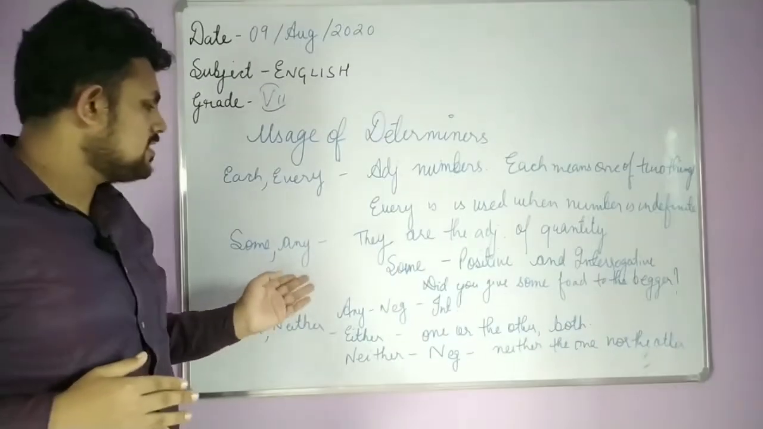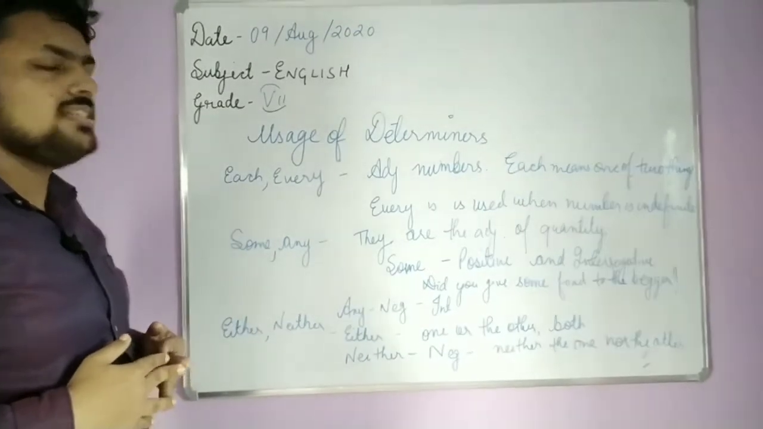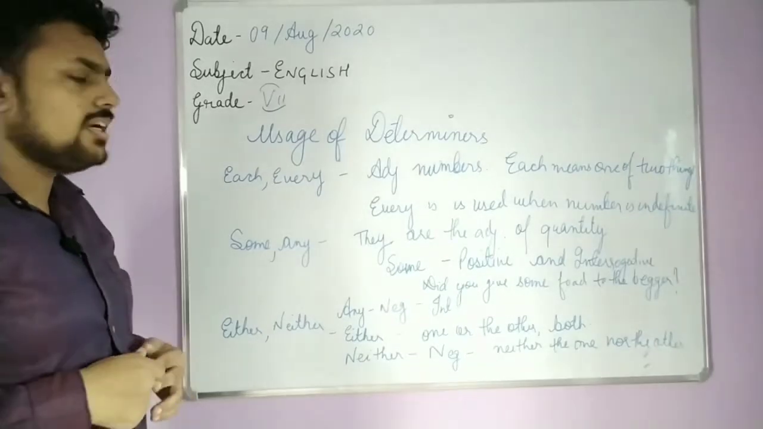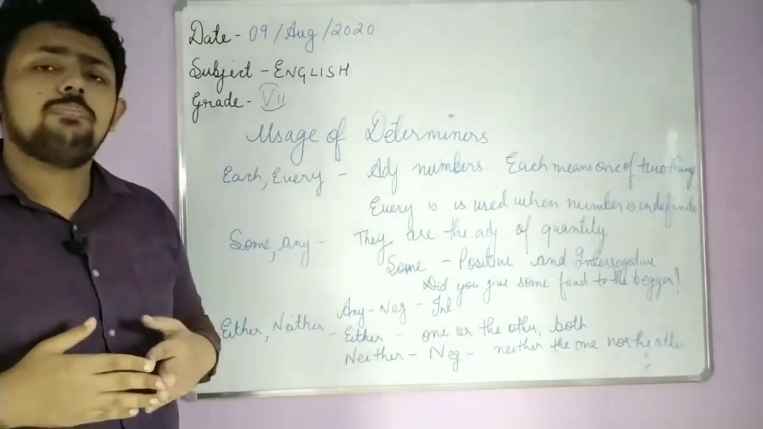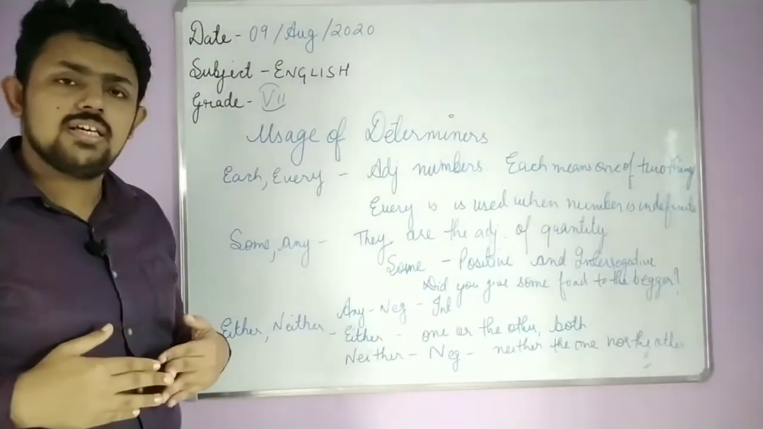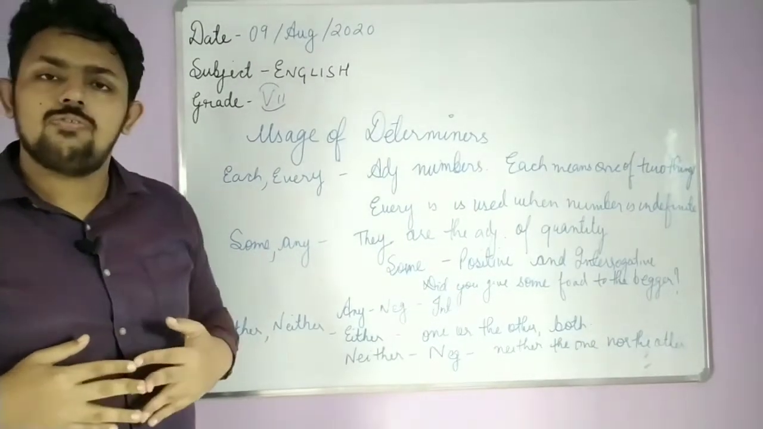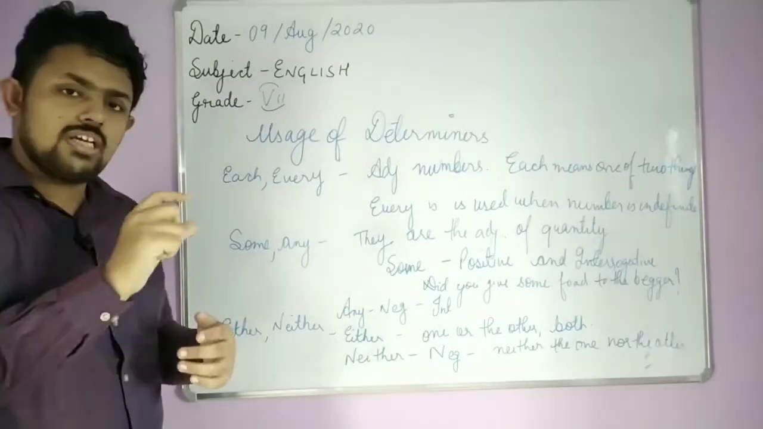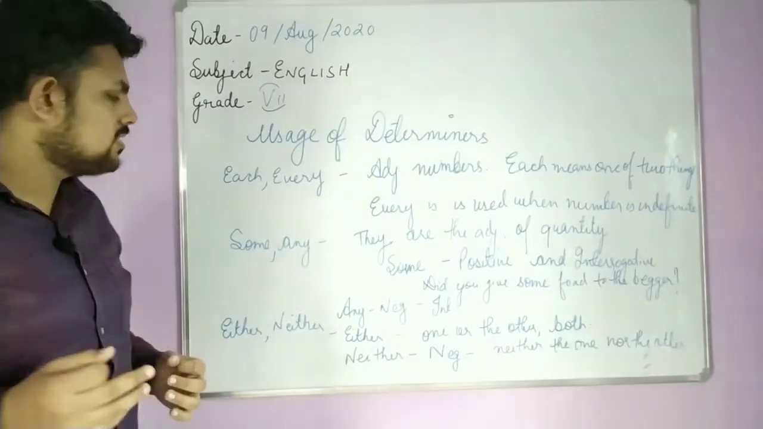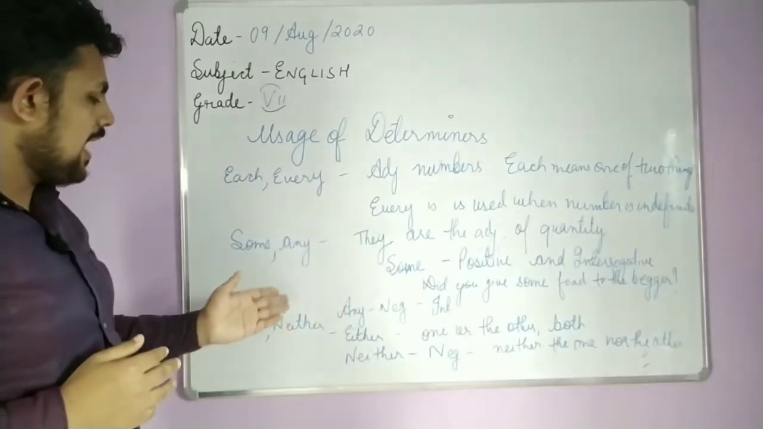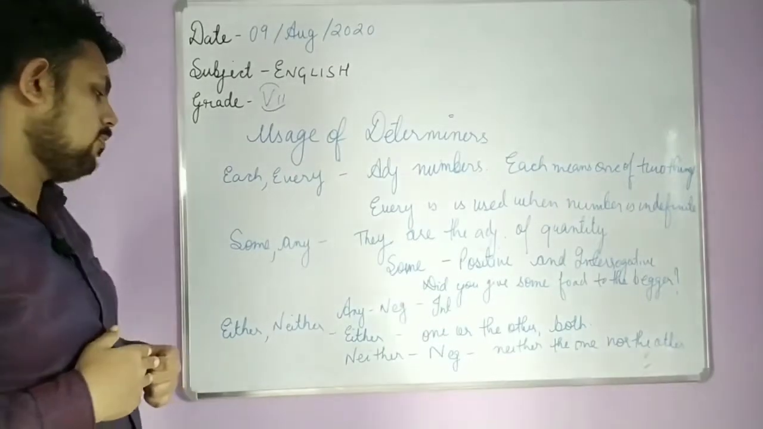Some and any are the adjectives of quantity. Some is used in the positive sense and interrogative sense. For example, did you give some food to the beggar? So it is in the interrogative sense. And it is used in the positive sense: some of the boys of our class were absent. We are not using don't, doesn't, not using the negative words here. We have any here now. Any is used in the negative form, and in the interrogative form as well.